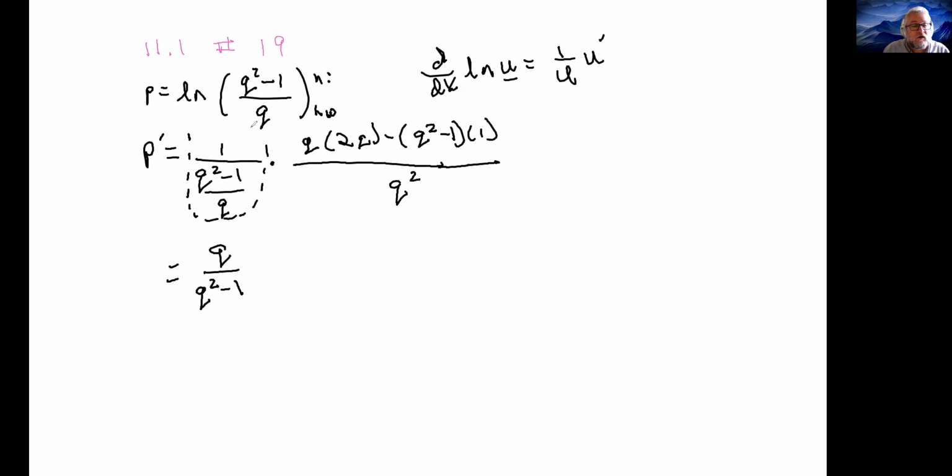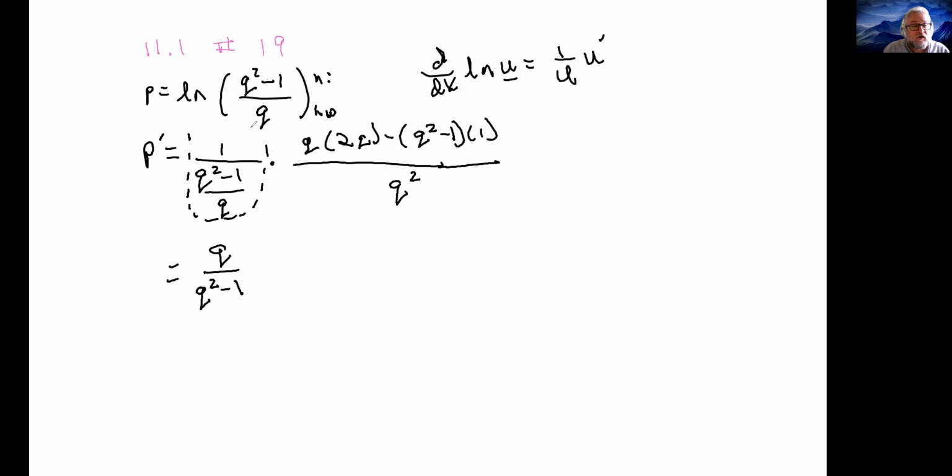So I'll write this as Q over Q squared minus 1 times, so this is 2Q times Q to the minus 1. Well, this thing is 2Q over Q, right? These Q's are going to cancel, and this will just give us a 2. And then here, the minus sign will go out front. And I have Q squared minus 1 over Q squared.